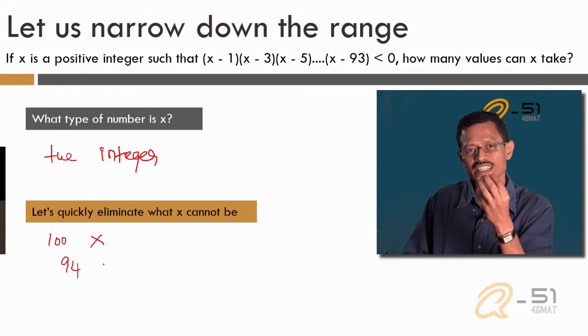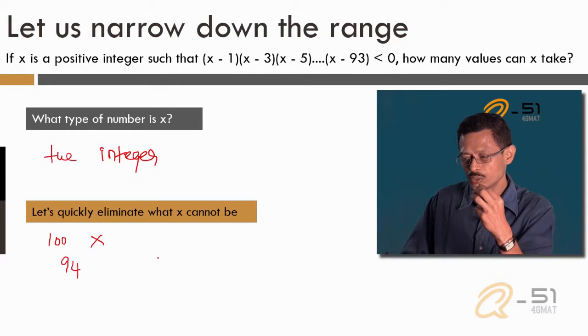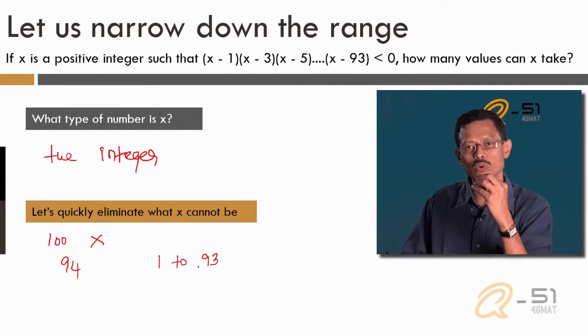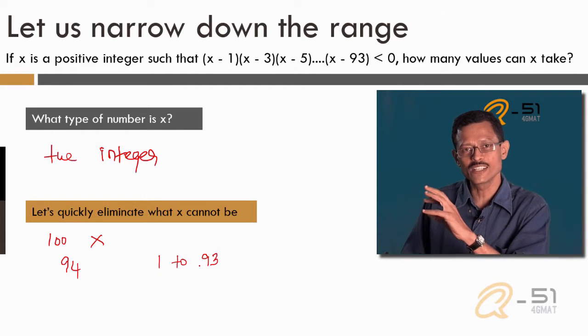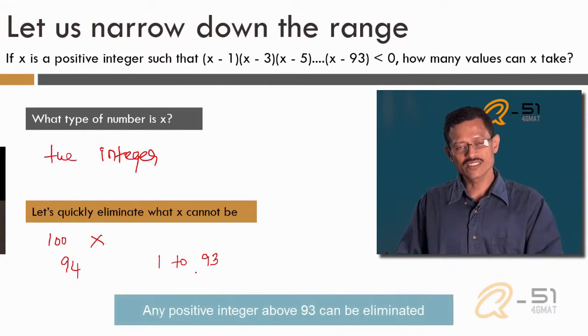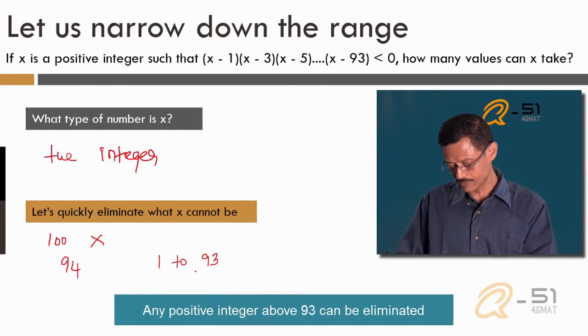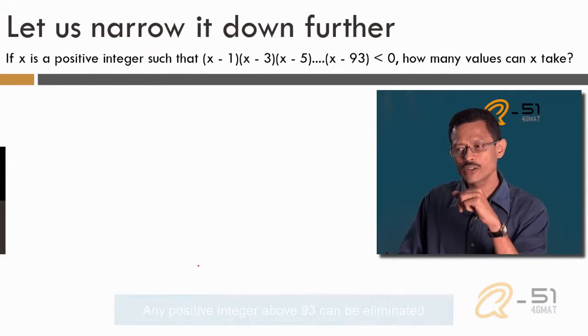So we have essentially narrowed down the set of numbers to positive integers from 1 to 93, which is all that we need to bother about, right? That gives us some more room to play with. We'll look at how to fine tune this range even better. Let's narrow it down further.